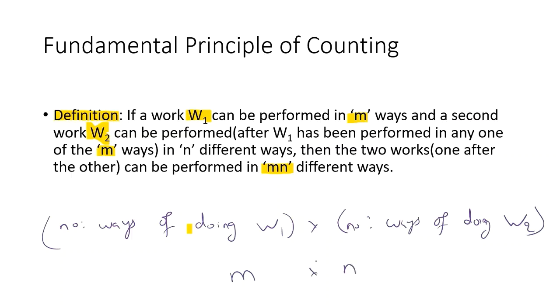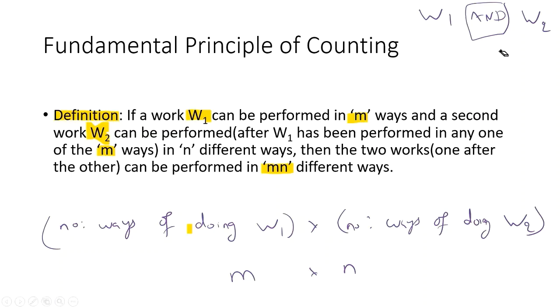So here there are two works, W1 and W2. What we are doing is performing both the tasks one after the other, W1 and then W2. Therefore, the total number of ways of completing the work is m times n: number of ways of completing W1 times number of ways of completing W2.